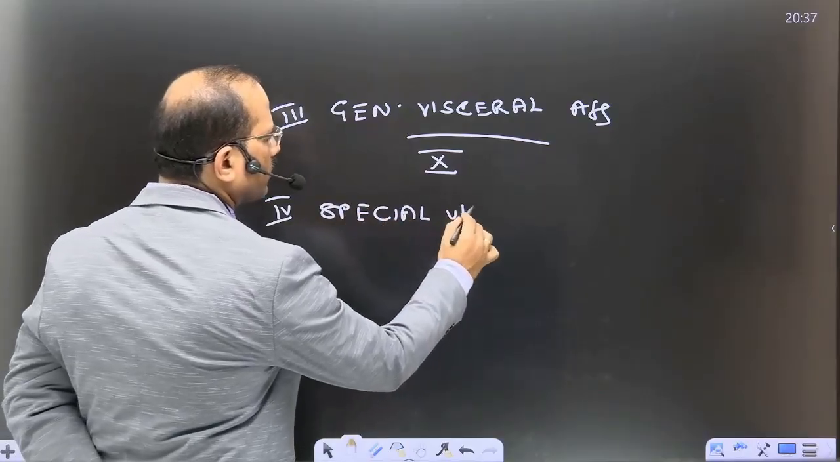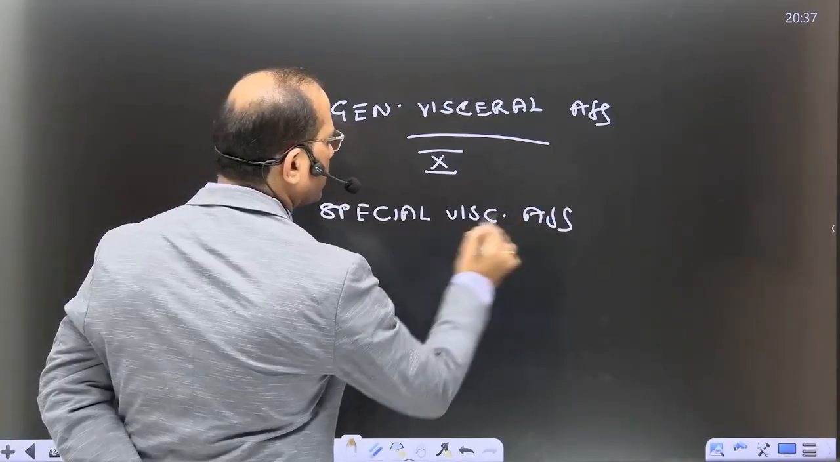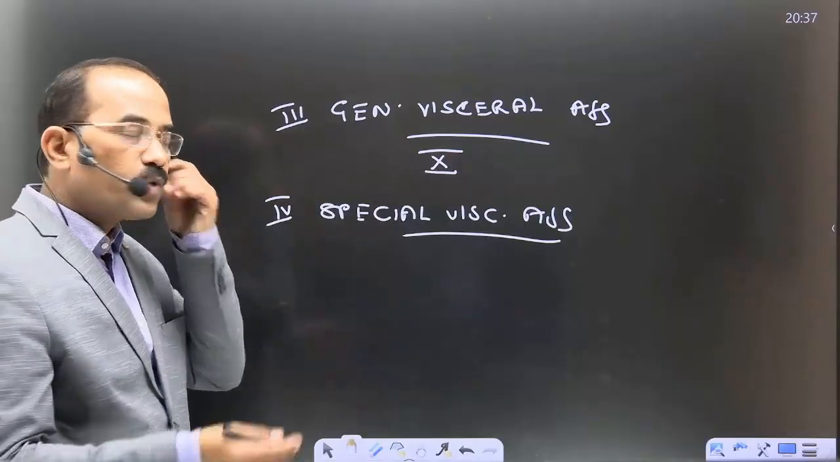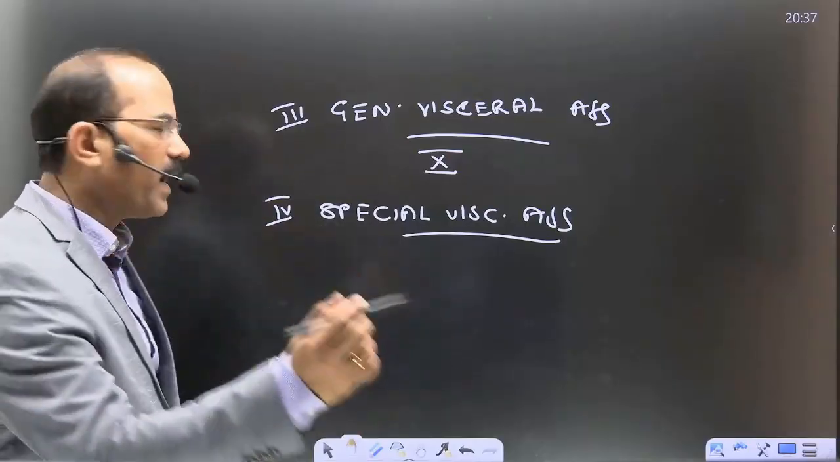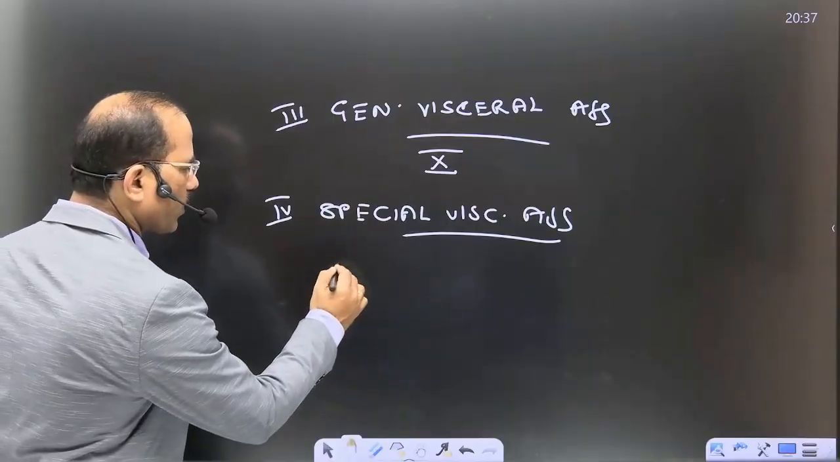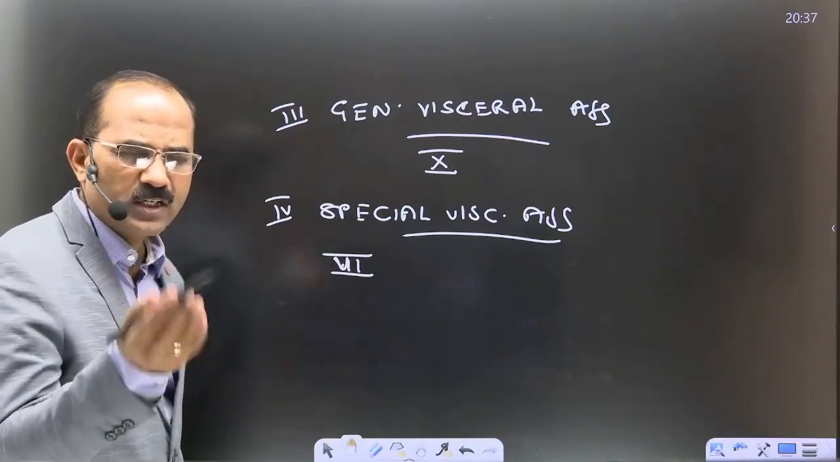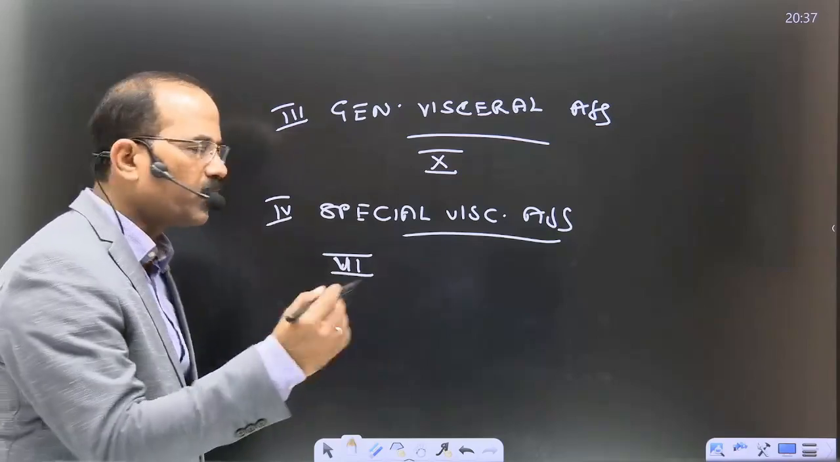Special visceral afferent. Now special viscera is the tongue. So who carries special sensations from anterior 2/3? That's chorda tympani. Chorda tympani is a branch of facial. Special sensations from anterior 2/3 is carried by chorda tympani.